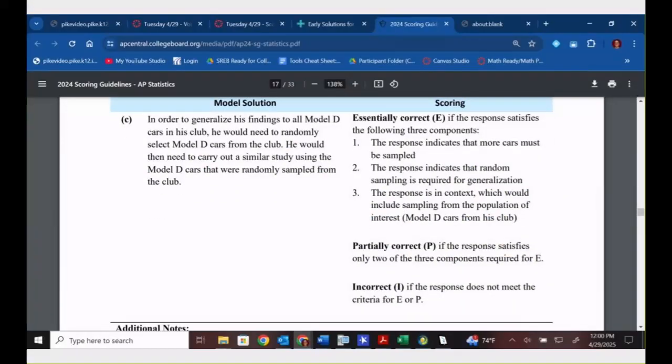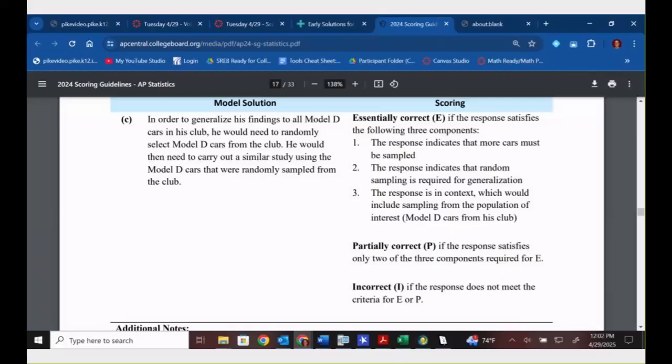And part C, we're looking for 3 components. The response indicates that more cars must be sampled. The response indicates that random sampling is required for generalization. So they have to talk about random sampling, and that's what allows you to generalize to the population. And the response is in context, which would include sampling from the population of interest. So you've got to talk about Model D cars from his club in some way, because the population is this Model D car club.